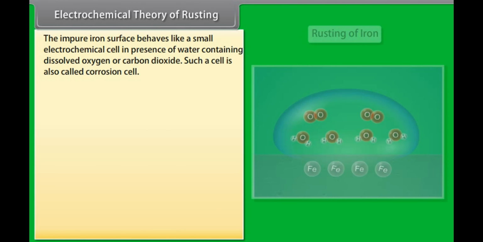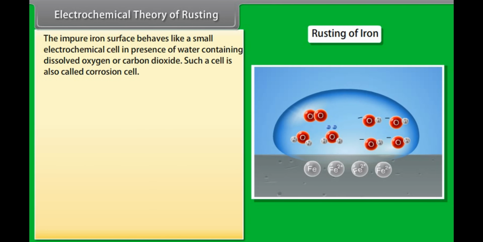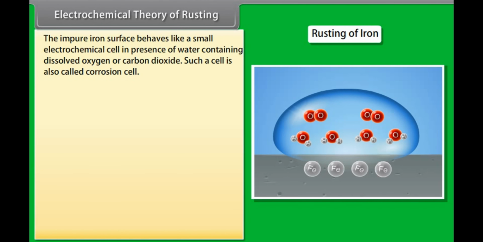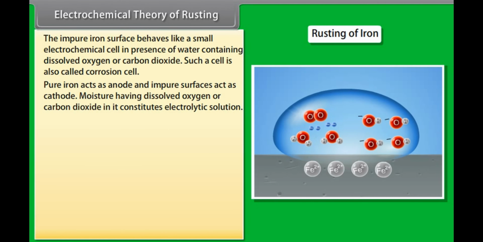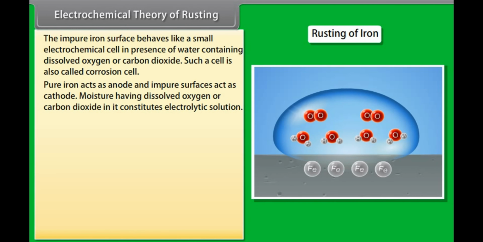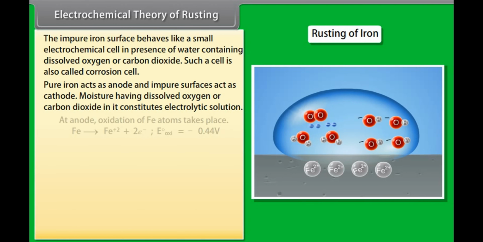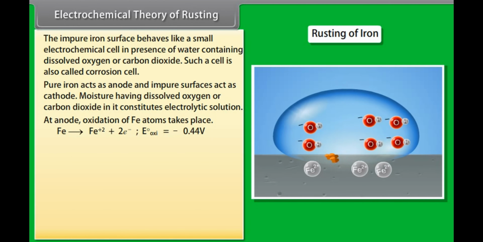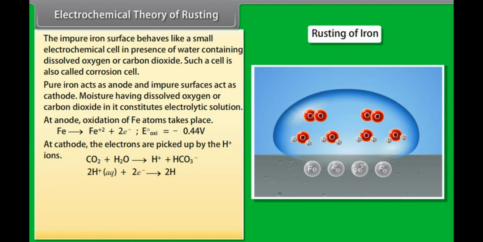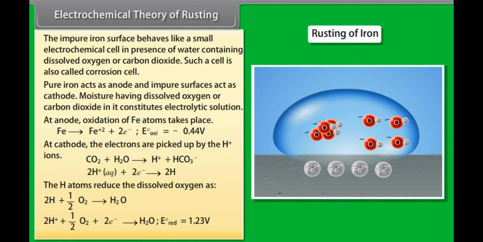Electrochemical theory of rusting. According to this theory, the impure iron surface behaves like a small electrochemical cell in presence of water containing dissolved oxygen or carbon dioxide. Such a cell is also called corrosion cell. Pure iron acts as anode and impure surfaces act as cathode. Moisture having dissolved oxygen or carbon dioxide in it constitutes electrolytic solution. At anode, oxidation of iron atoms takes place. At cathode, the electrons are picked up by H+ ions. The hydrogen atoms reduce the dissolved oxygen.